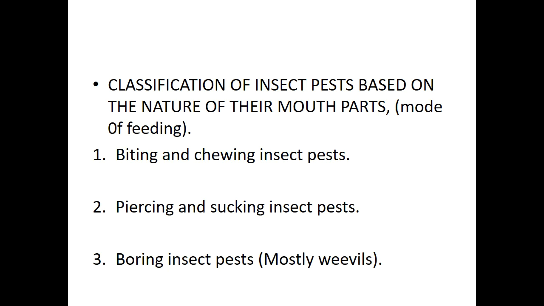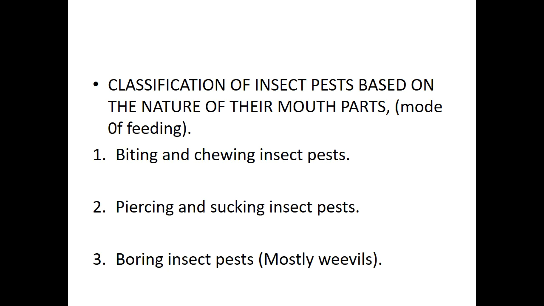Now the second one, we have the piercing and sucking insect pests. Members of this group have mouth parts adapted for piercing plant tissues and sucking the content of the plant tissue. They will pierce inside the plant and then suck the content, that is the liquid part of the plant. Therefore, they destroy our crops.